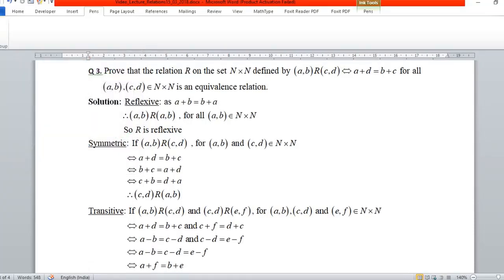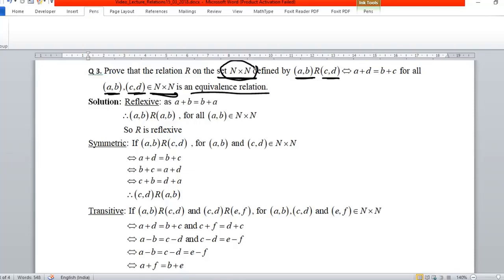Prove that the relation R on N cross N, which is the Cartesian product of the set of natural numbers with itself, defined by a comma b related to c comma d if a plus d equals b plus c. The definition says that we add a with d, and this must be equal to b plus c for all a comma b and c comma d belonging to N cross N. We need to prove that this relation is an equivalence relation.